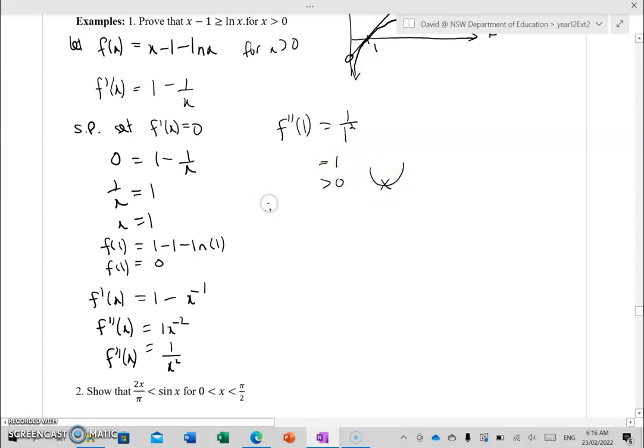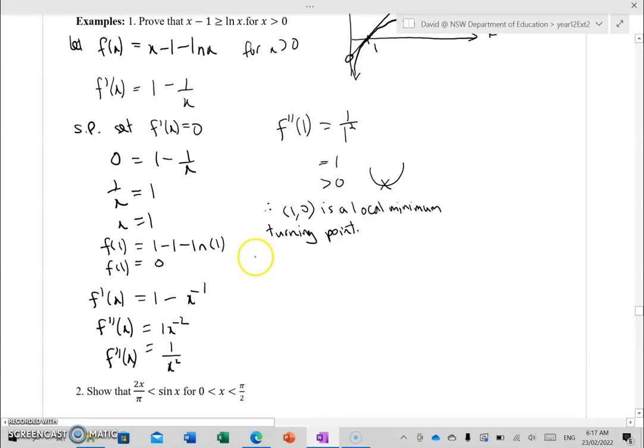So therefore we've got the point (1, 0) is a local minimum turning point. Okay, so in this particular domain, we've got one turning point, and it's a local minimum. Now remember that we need to say something about global minimum, and remember that because we've worked out that there's only one turning point in the domain, that local minimum will be the global minimum.